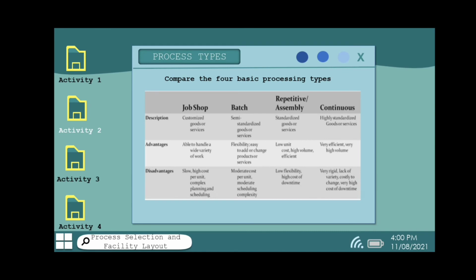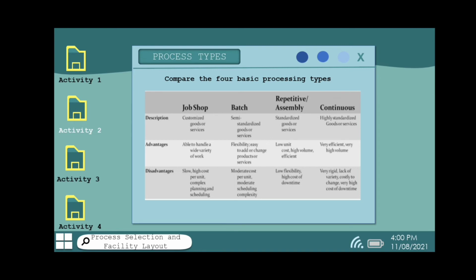As you can see in the table, the four basic processing types have their own description, advantages, and disadvantages. So the first is job shop processing. This type is most useful to process a low volume of high variety goods. The second type is batch processing. This system is most beneficial to process a moderate volume of goods with a moderate variety.